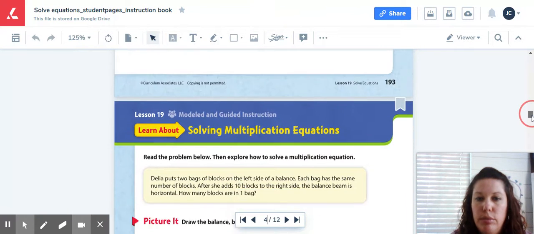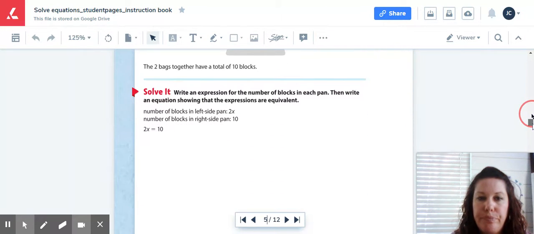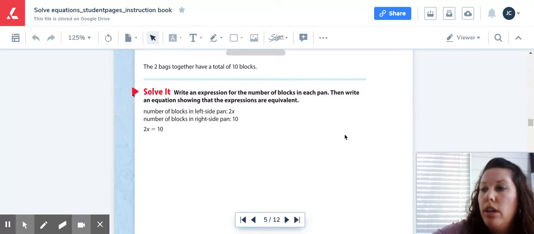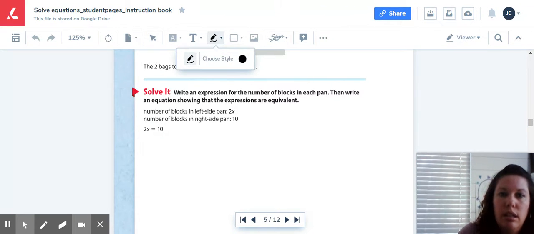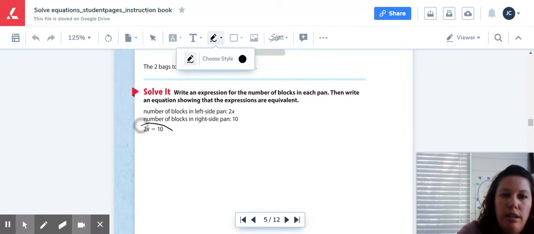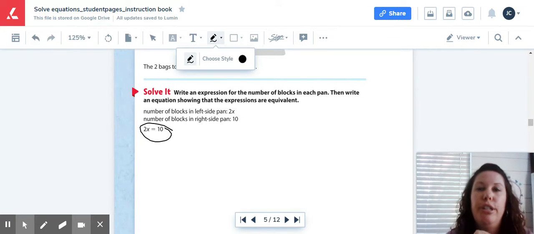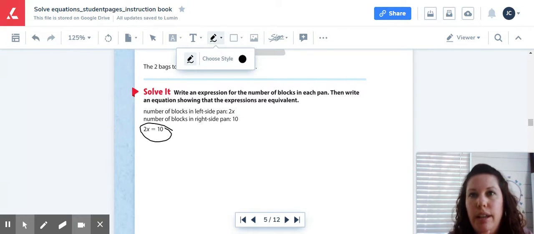Whoops, went too far up. Okay, it says write an expression for the number of blocks in each pan. Then write an equation showing the expressions are equivalent. So they went ahead and did that for us already. There's our expression, 2x equals 10.